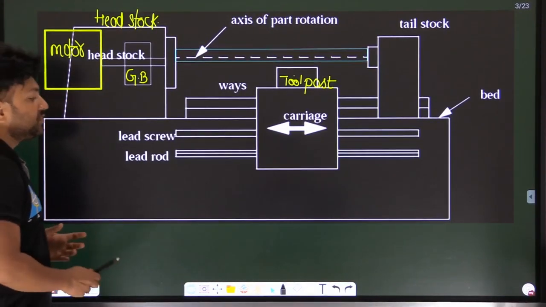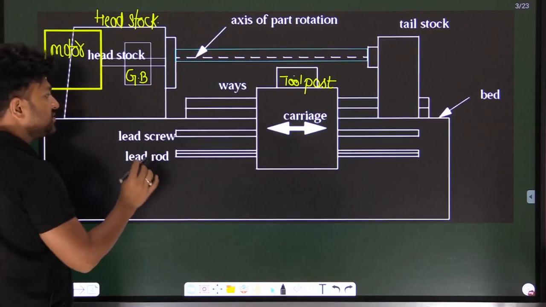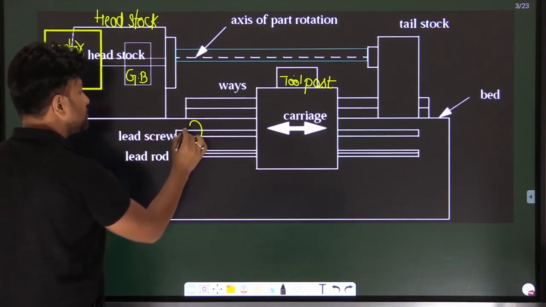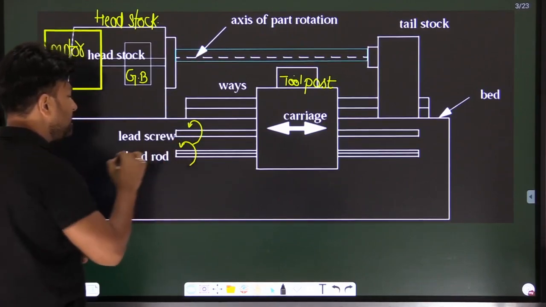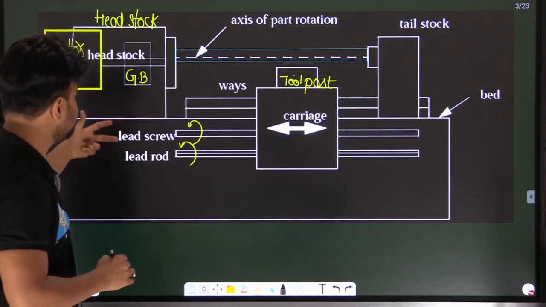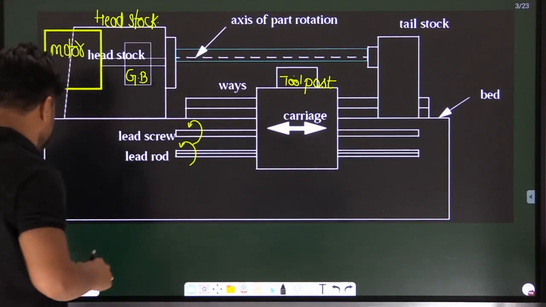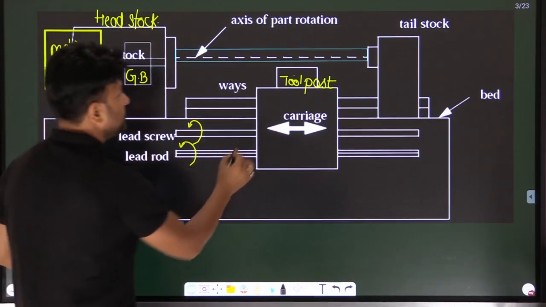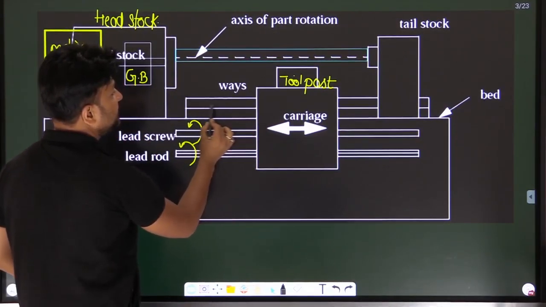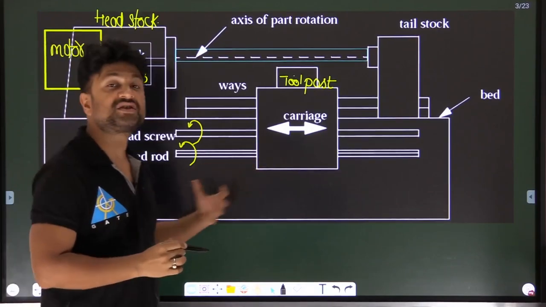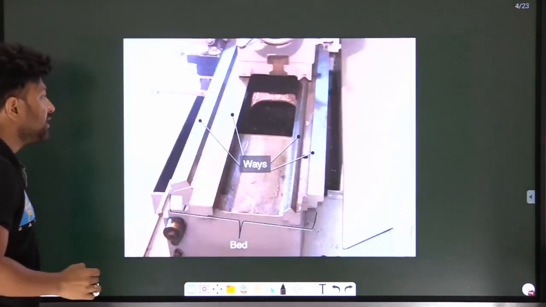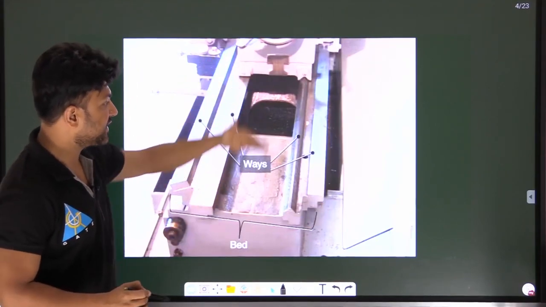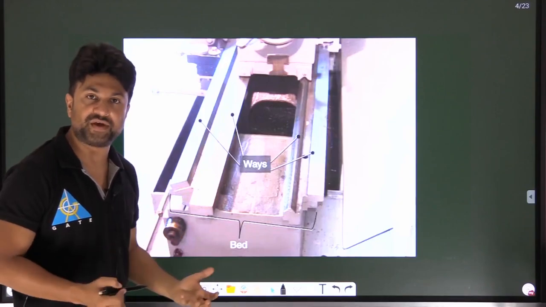Now, as I told you, the carriage's linear motion will depend on the rotation of either the lead screw or the lead rod. Yes, there is a separate function of lead screw and lead rod. What is the separate function of lead rod and lead screw? I will tell you later. Now, below the carriage, there is a vase, a vase on which the carriage slides. See, this is a vase and this is a carriage. You can see the carriage slides on the vase.